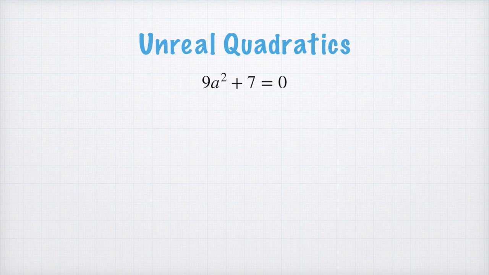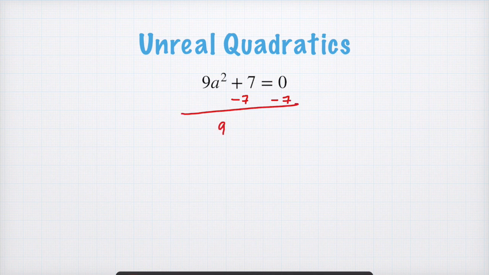So now we're going to go ahead and try to solve this one. This one is going to end up having an unreal answer. I'm just going to choose to solve this one using square roots because I don't have a b term, and so that seems like the easiest option for me. Remember that when we're trying to solve with square roots, we need to set it up so that we have our squared term on one side and our numbers on the other. So we're going to subtract 7 from both sides, and we'll have 9a squared is equal to negative 7. Now at this point, a squared is still not by itself, so we have to divide by 9 to get it by itself.